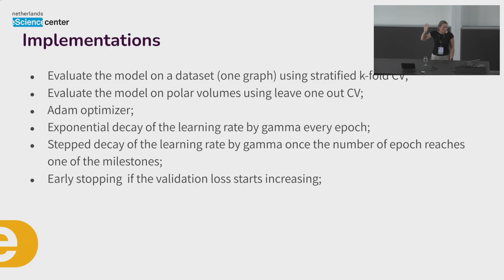In terms of implementations, just a few notes. This is all now in the code. We evaluate the model on one graph, using stratified k-fold cross-validation, just to make sure that our model doesn't depend on one graph only, or one kind of influential graph. We evaluate the model on polar volumes using leave-one-out cross-validation. What is interesting to find is that the major improvements we noticed in our algorithm came when we used step decay of the learning rate. What it means is that the learning rate was changed after some number of epochs we specified.